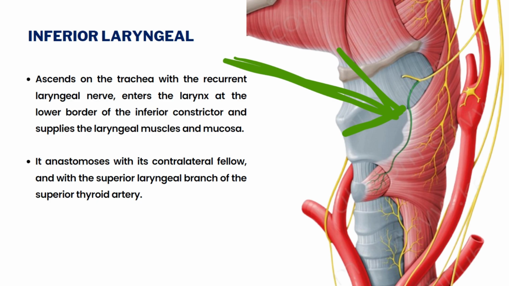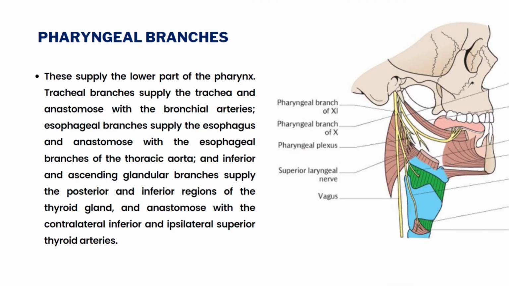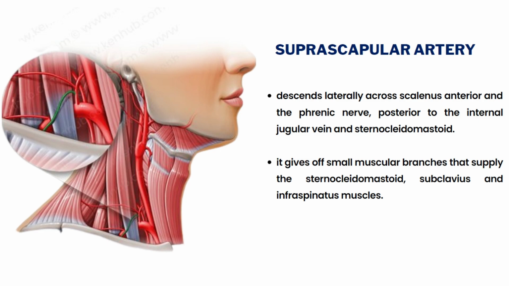Inferior laryngeal. It ascends on the trachea and recurrent laryngeal nerve, enters the larynx at the lower border of the inferior constrictor and supplies the laryngeal muscles and mucosa. Pharyngeal branches. This supplies the lower part of the pharynx. Tracheal branches supply the trachea and anastomose with the bronchial arteries. Esophageal branches supply the esophagus and anastomose with the suprascapular artery.